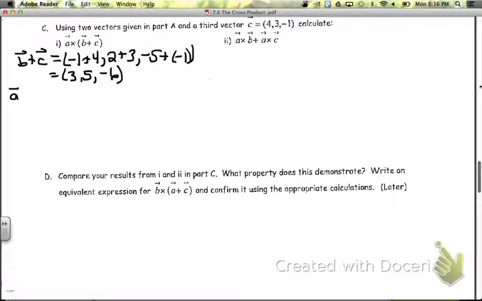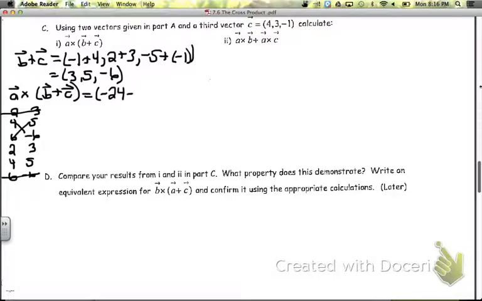So now we do the cross product between the two. We can write out our vector A: 2, 4, 6, 2, 4, 6. And then our vector B plus C: 3, 5, negative 6, 3, 5, negative 6. Cross out the top, cross out the bottom. So we have negative 24 minus 30, and then 18 minus negative 12, so plus 12.